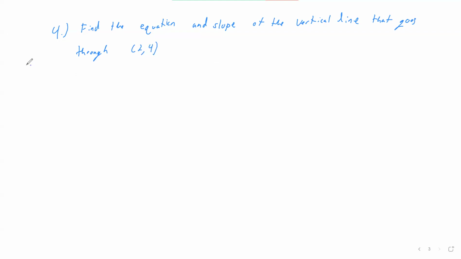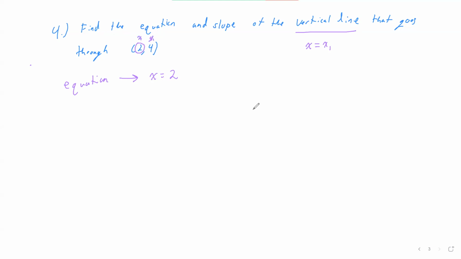All right, so if you remember that horizontal line is y equals, what do you think the vertical line is going to be? X equals. So a vertical line will be x equals your x value. So in this case, my equation would be x equals 2, because that is the focus point. So this is like your x1, y1.